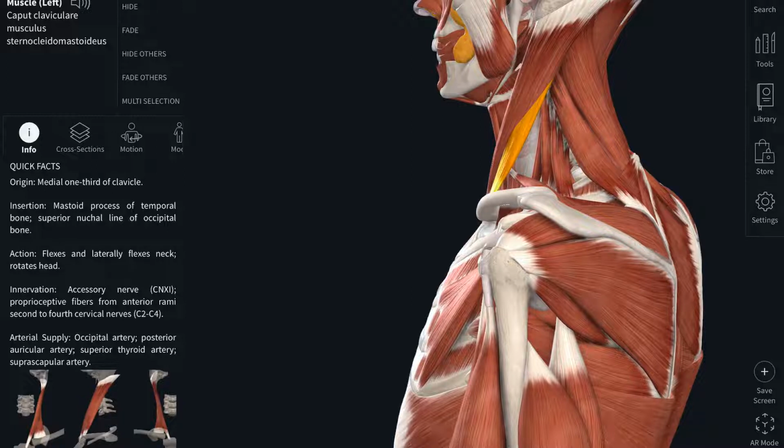When contracted bilaterally, they help to flex the cervical spine, and contraction unilaterally will create both a lateral flexion and a rotation to the opposite side of the cervical spine. And when the cervical spine is fixed, the SCM helps to lift the sternum and clavicles for greater inspiration.